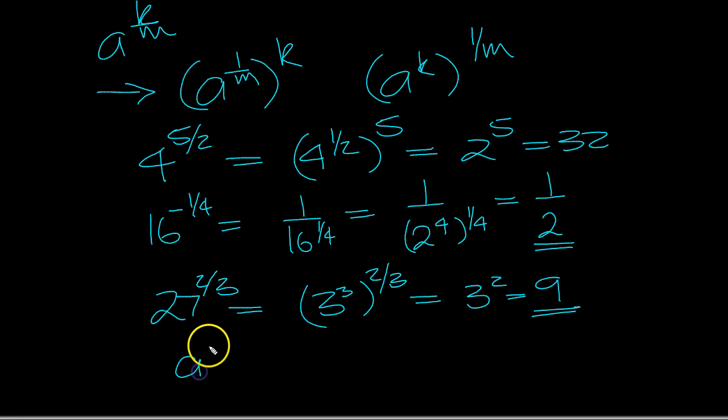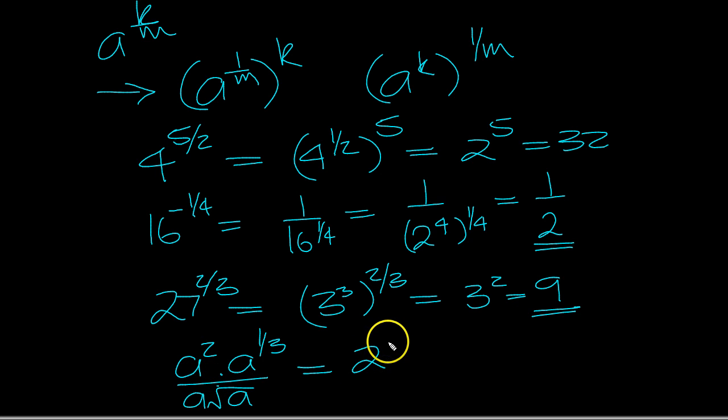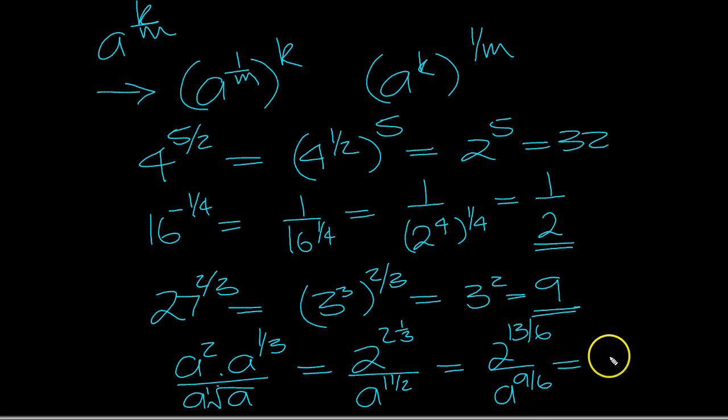Okay, good. And then the last one, a squared times a to the third, over a root a. So here, let's just do the powers: times, you add. a to the 2 and a third. Underneath you've got 1 and a half, so that's a to the 1 and a half. So you've got 2 and a third, so you better write this as sixths, haven't we? So we've got 13 over 6, over a to the, and this is 9/6.